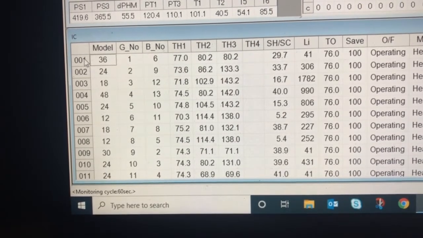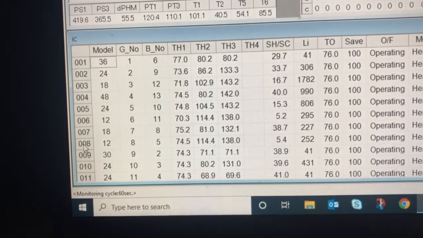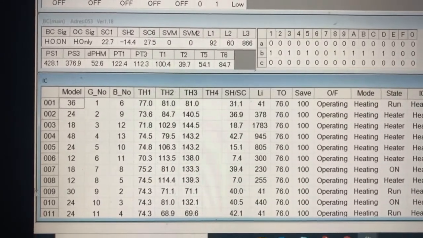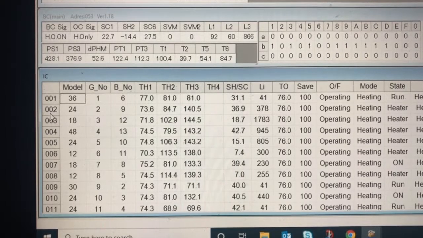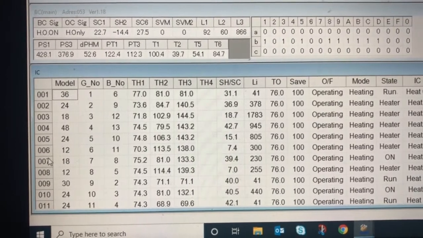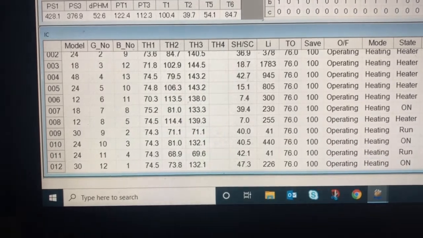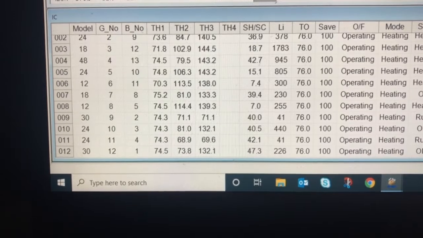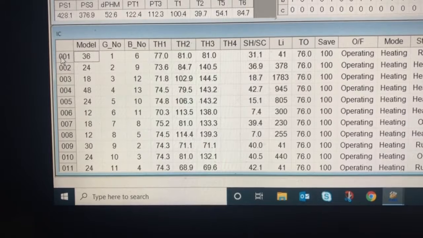And if you look here, all these numbers in this column represent the actual address for that particular indoor air handler. So this air handler is address number 1. This air handler is address number 2, 3, 4, 5, 6, and so on and so on. For this particular system, there are 12 different indoor air handlers connected to it.